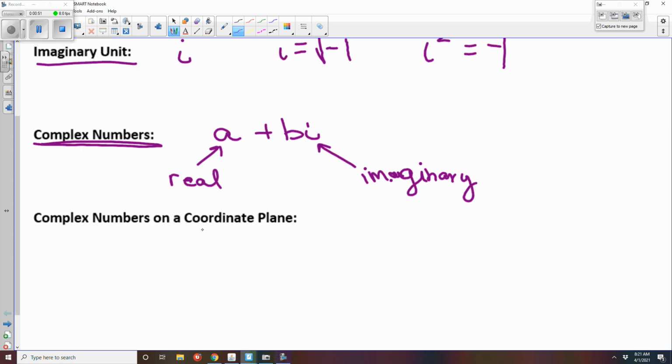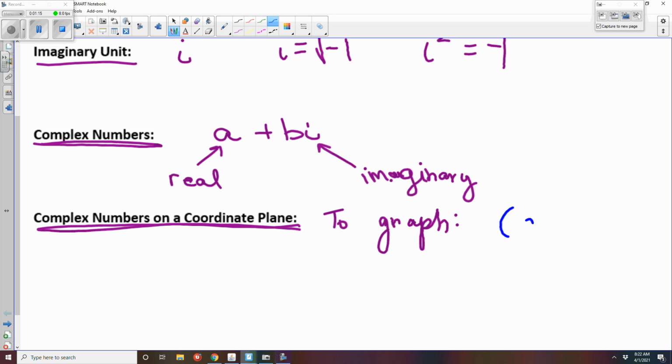So complex numbers on a coordinate plane. That's our next part we're going to look at. We're going to see how to graph that a + bi. So basically, how to graph. In order to graph them, we write them out like an ordered pair as (a, b). If you think about it, a comes first in your complex number, so it's the real part without the variable i. And then b is your imaginary part that does have the i with it.